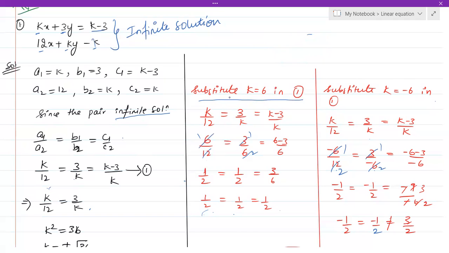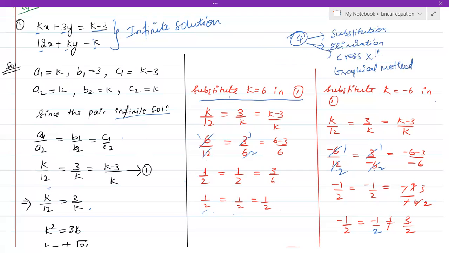So totally there are 4 methods to solve, that is, to find the solution. The 4 methods are substitution method, elimination method, cross multiplication method, and graphical method. There are 4 different methods. We'll learn one by one.